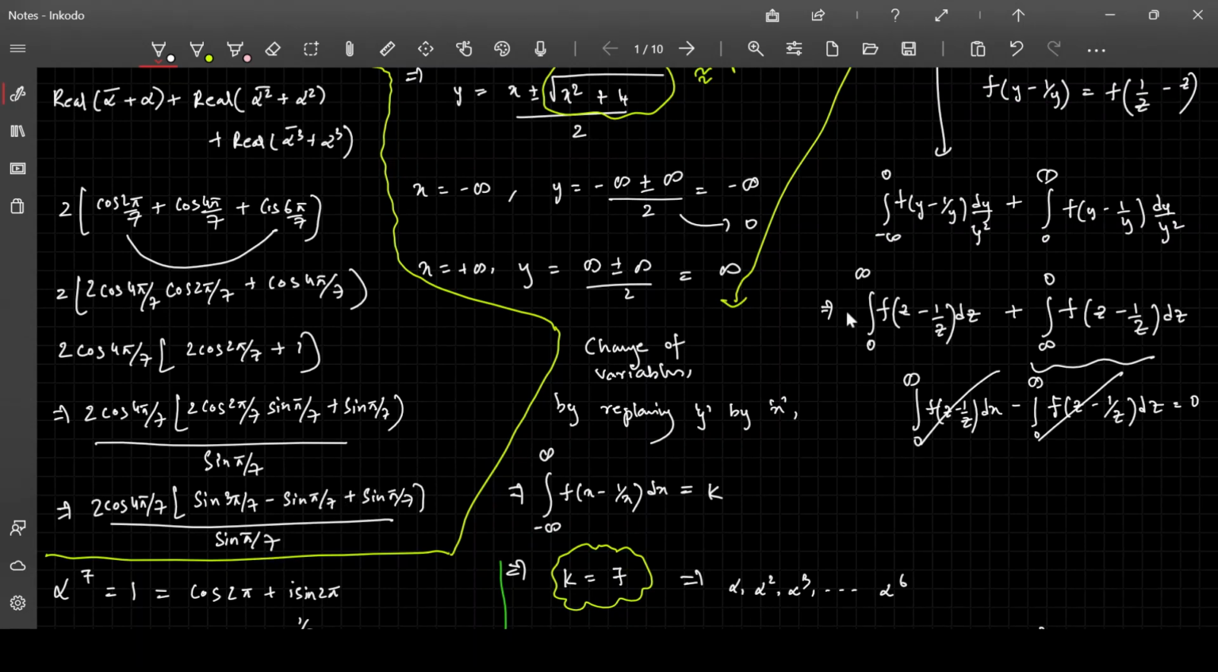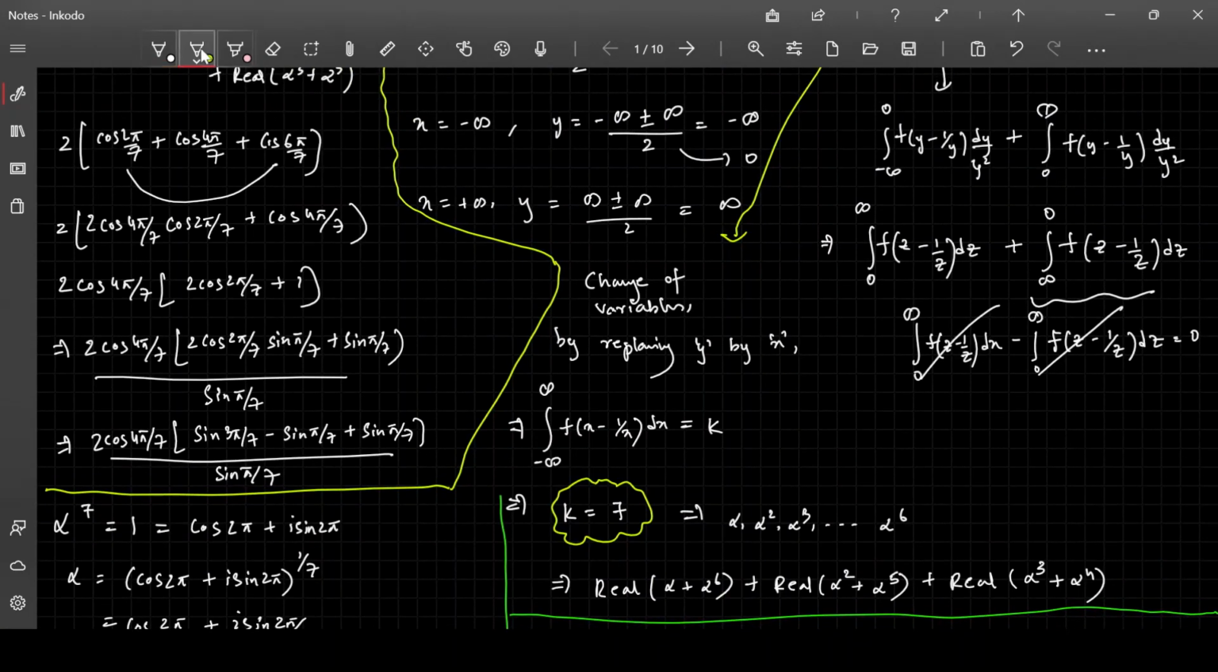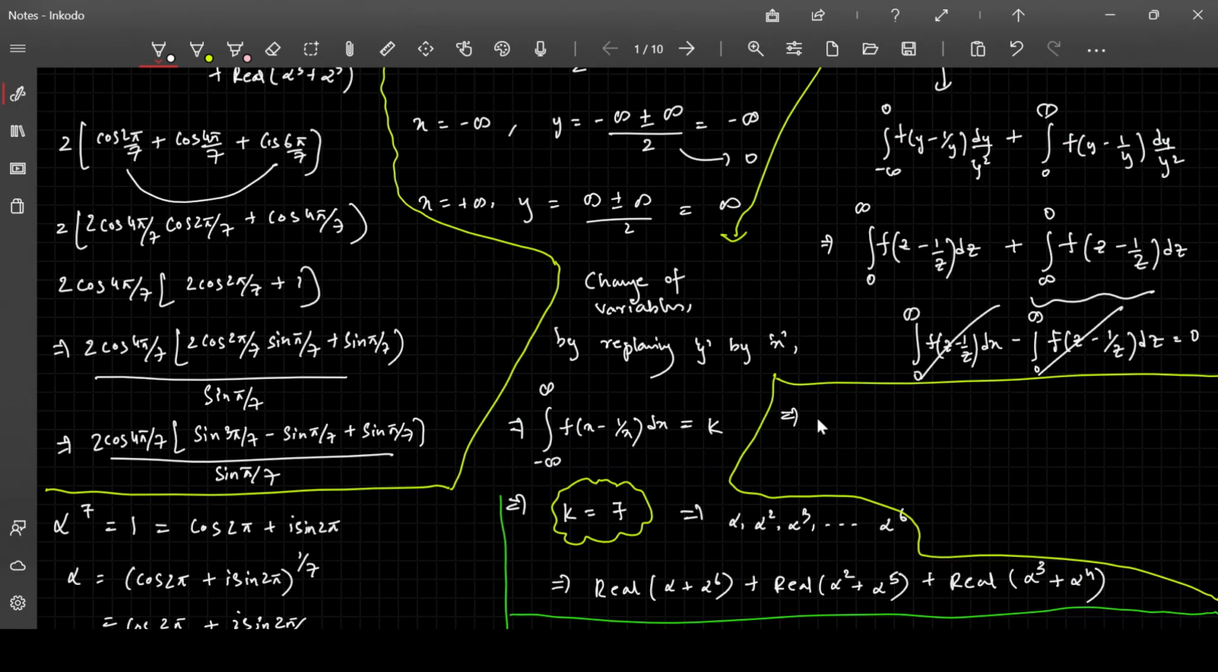So the other part can be written here. I think I can adjust this. I've successfully adjusted a lot of things in just one page. To be honest, this actually consumes 2 pages. So these two get cancelled, and we'll finally be left with 2 cos 4π/7 into sin 3π/7 divided by sin π/7.